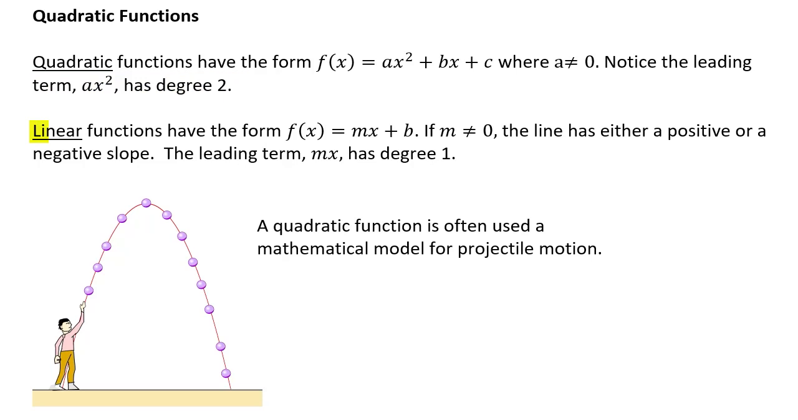In contrast with linear functions that have the form f of x equals mx plus b, if m doesn't equal 0, the line's either got a positive or a negative slope. And notice the leading term, mx, has degree 1. We often use quadratic functions to model projectile motion.